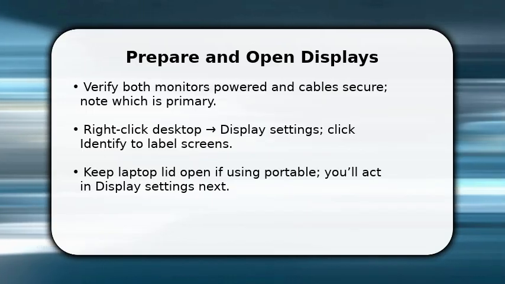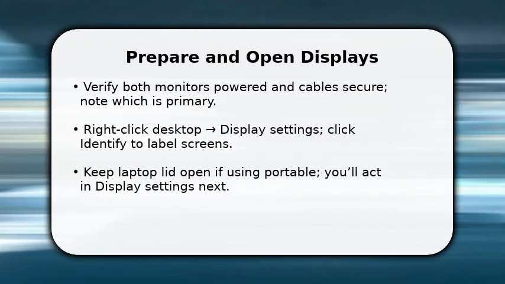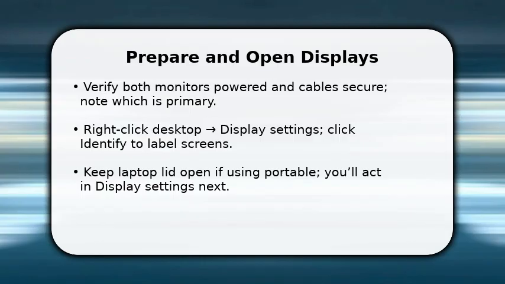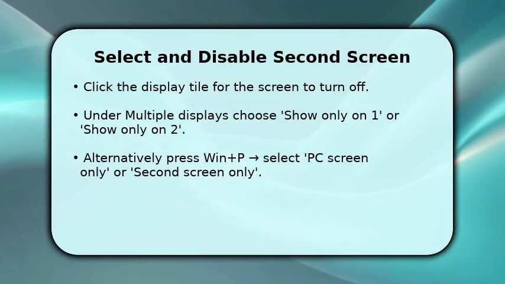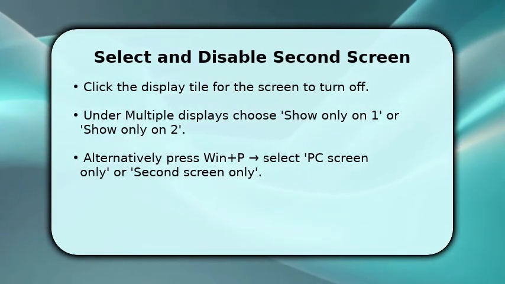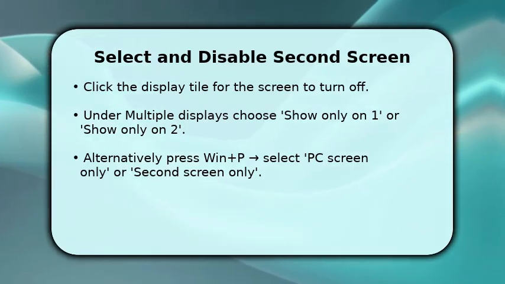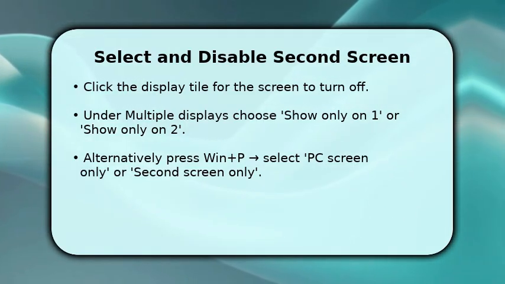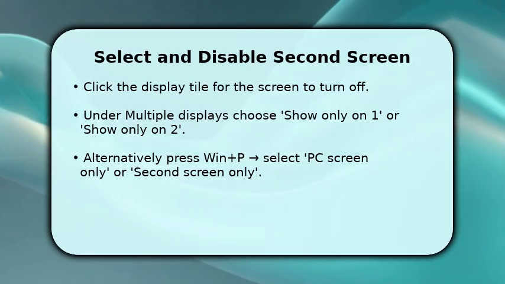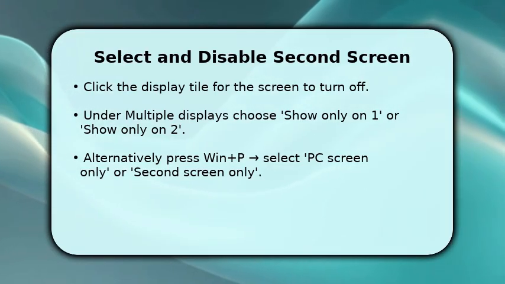You're not changing hardware. You're telling Windows to stop sending output to one display, so pick the screen you want to keep active now. Now select the tile that represents the monitor you want to disable, because that choice tells Windows where to stop sending video. Under Multiple Displays, use the drop-down and pick Show Only on 1 or Show Only on 2 as appropriate. Once you apply, the other monitor goes dark because Windows routes output exclusively to the chosen screen.